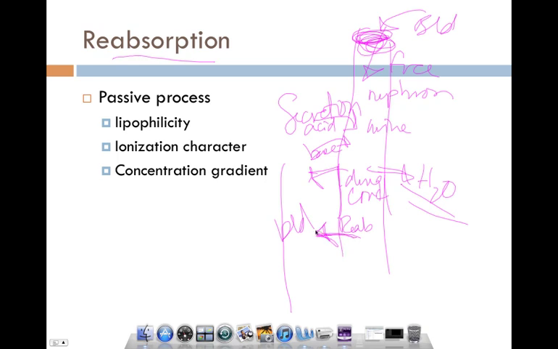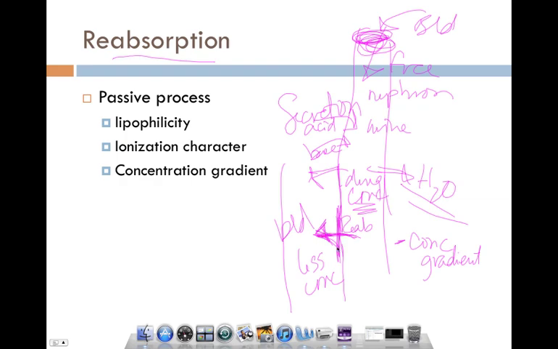Reabsorption is usually a passive process, which means it does not require energy, because remember, this is much more concentrated and this is less concentrated. So the drug is going to naturally want to equilibrate that across this membrane. Now, in order for drug to move across that membrane, there has to be a concentration gradient, first of all. Otherwise, you're going to need energy to move against it, and this is a passive process, does not need energy. So first you need a concentration gradient.